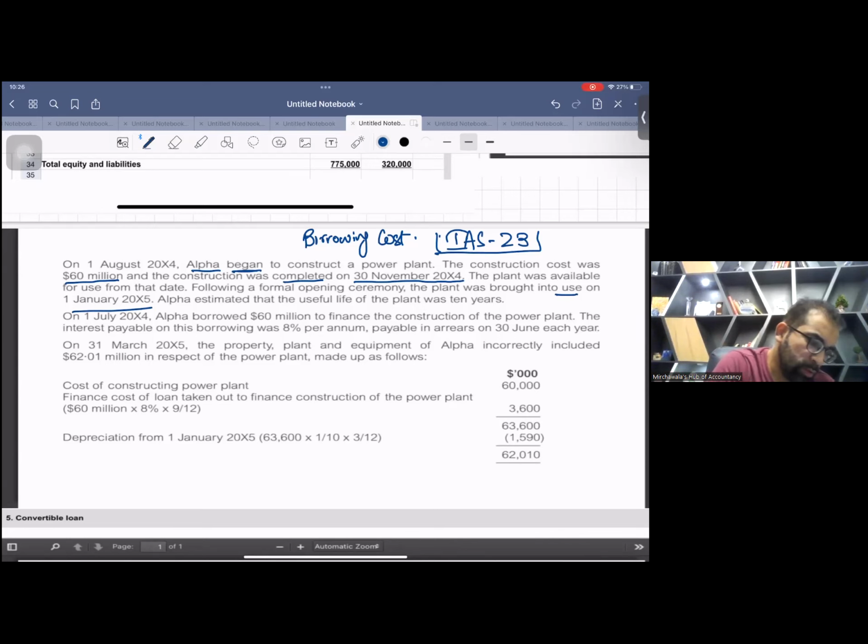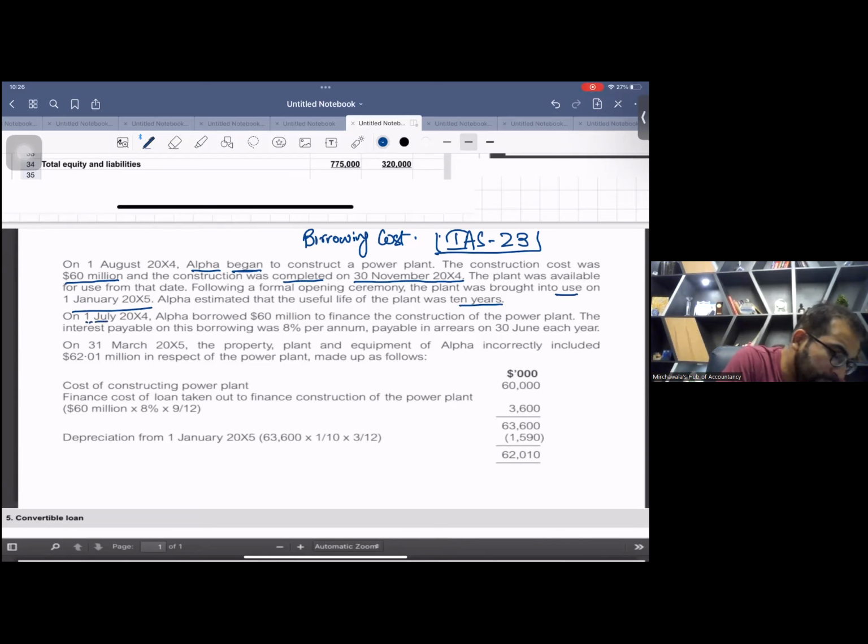Okay, so the available for use date is 30th November X4, or you can call it 1st December. It's the same thing. Alpha estimated the useful life was 10 years. Okay, this is for depreciation.